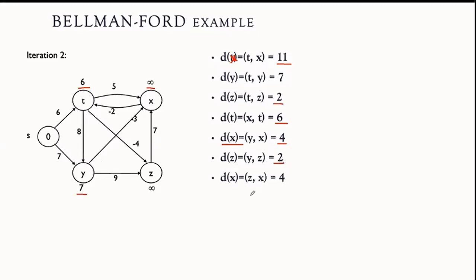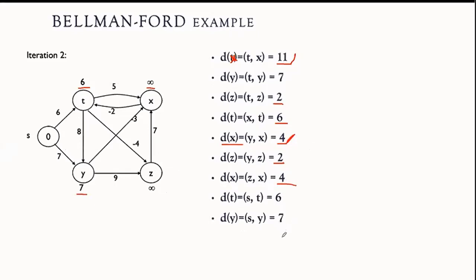Next, distance of x. Previously it was 11, and then distance of x was updated to 4. Now we shall see z to x. What is distance of z? 2. 2 plus 7, 9. But 4 is less than 9. We will keep it as 4 itself. Next, s to t. 0 plus 6. It's 6 itself. No update here. Next, s to y. 0 plus 7. It's 7 itself. No updates here.